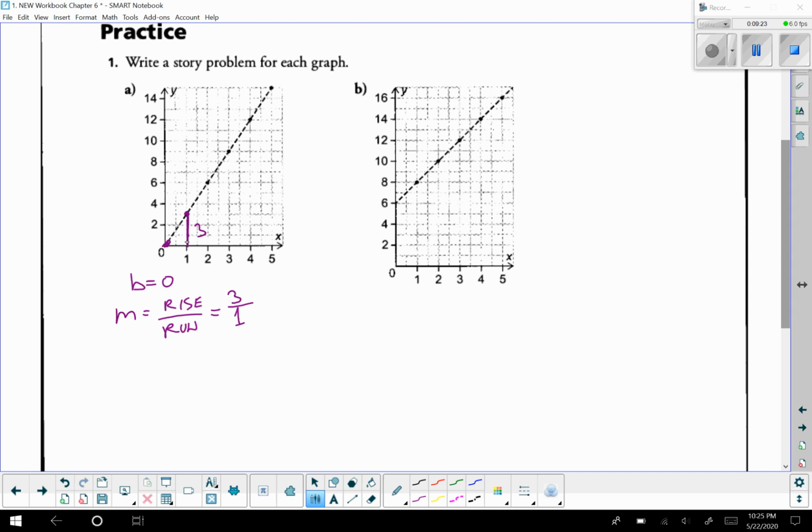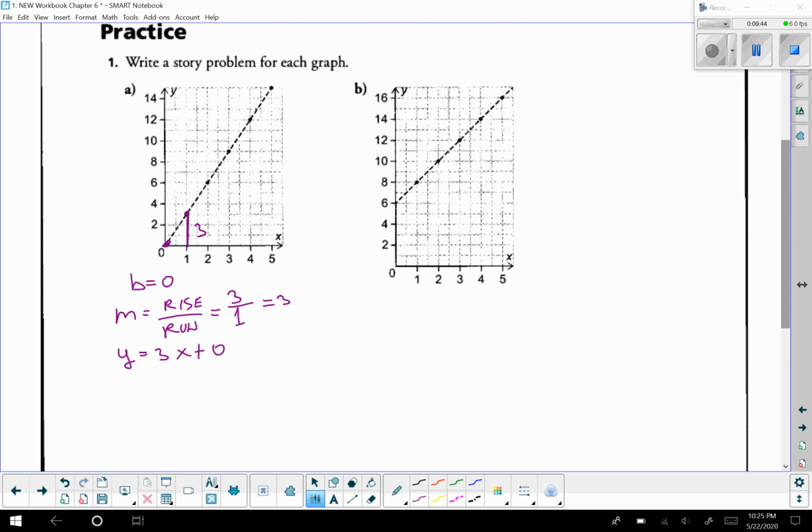Sometimes it's going to work out, like in this one, that 1 square is 1 measurement up, but it's not going to work out all the time. So in this case, rate of change is 3. So our equation is y equals 3x plus 0. Okay, so what could this be? That means that values are increasing by 1.